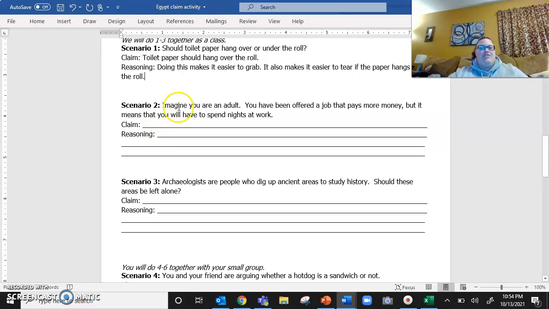Okay, scenario 2. Imagine you are an adult. You have been offered a job that pays more money, but it means that you have to spend nights at work. Now, there is no explicit question that is being asked here. So we have to put on our middle school brains and we have to think, what is this scenario asking us? What would the question be?